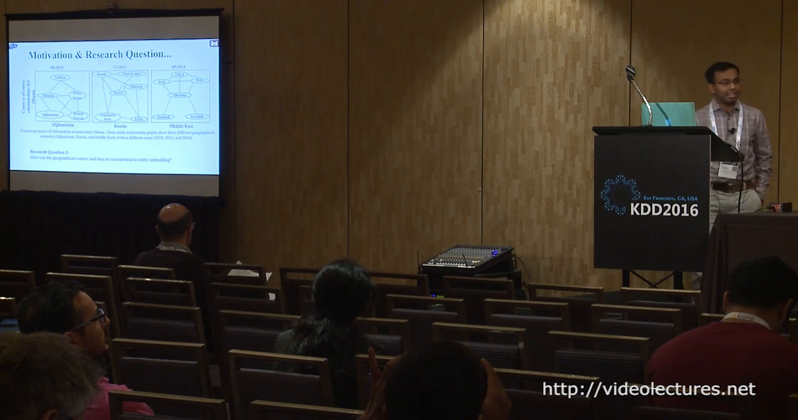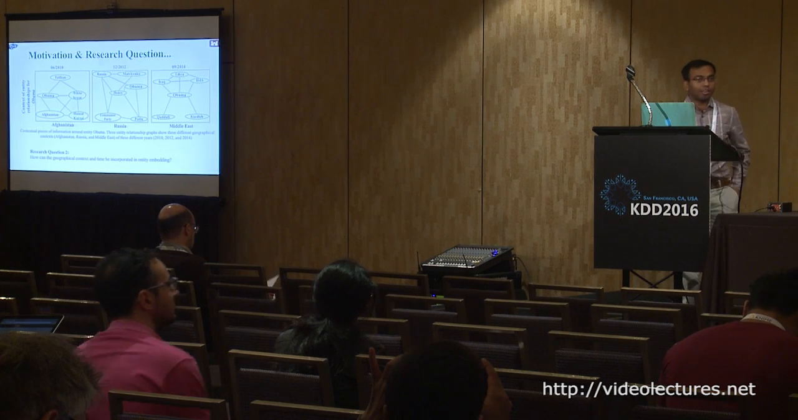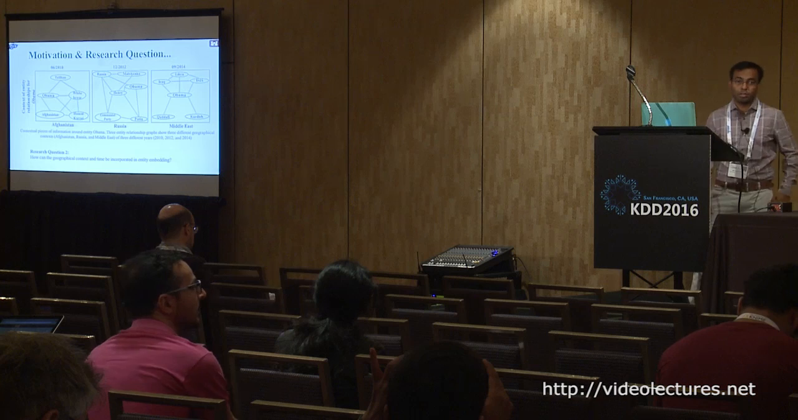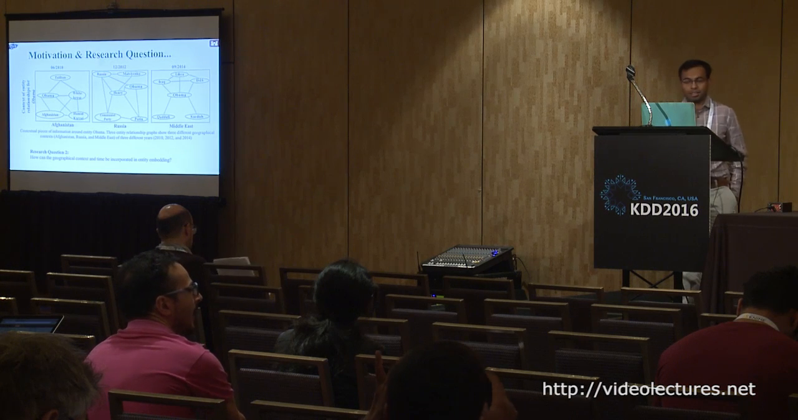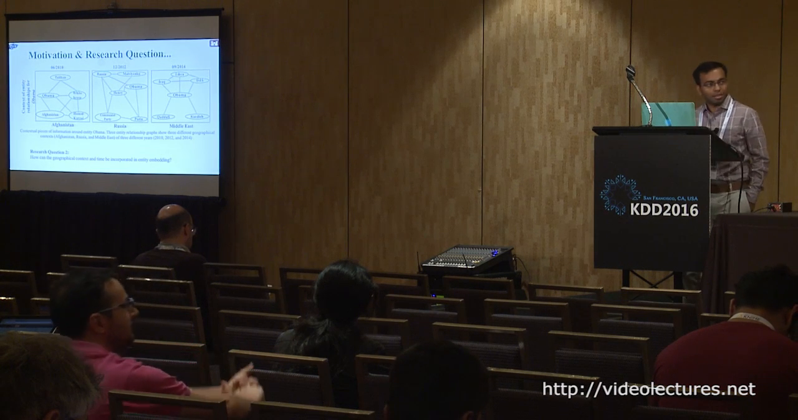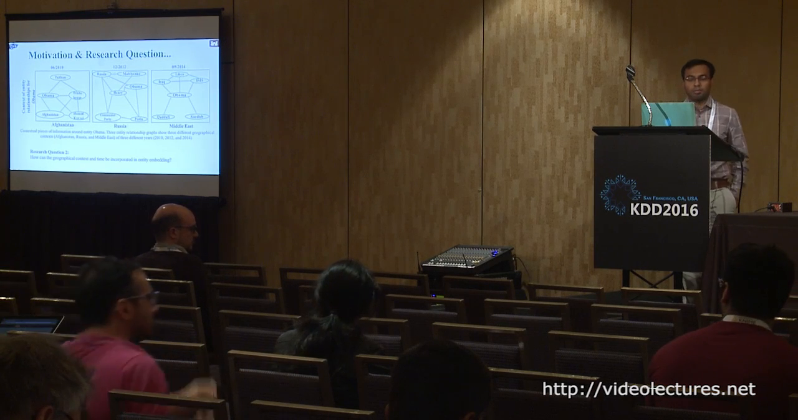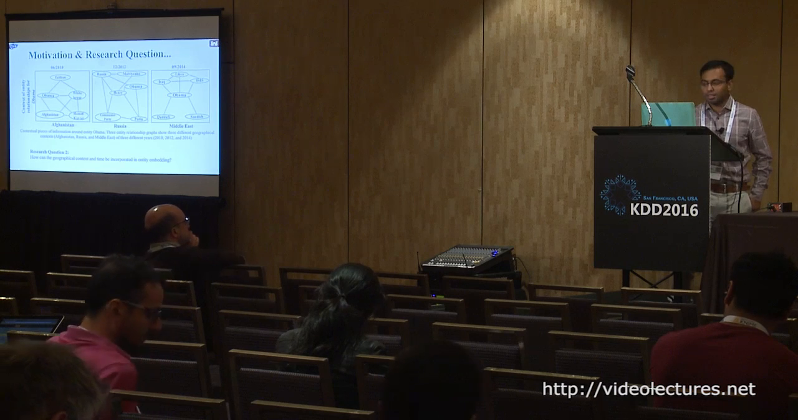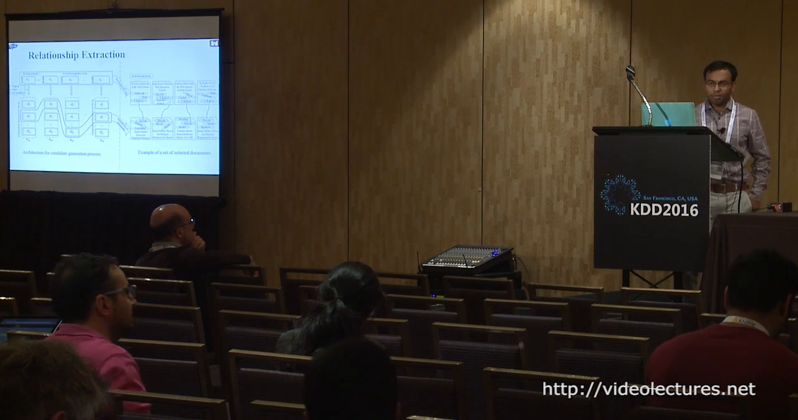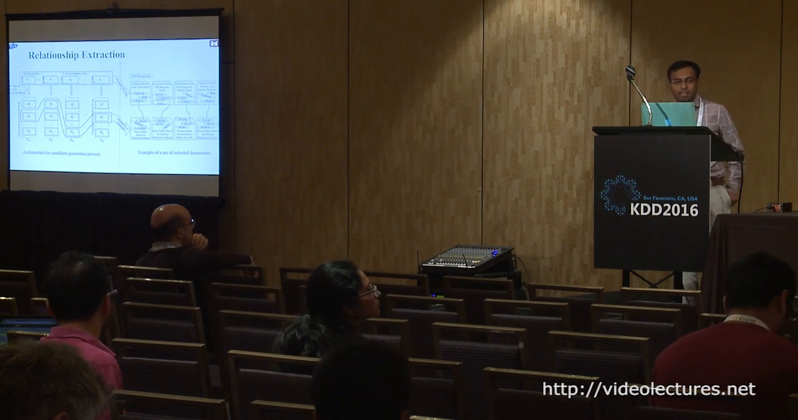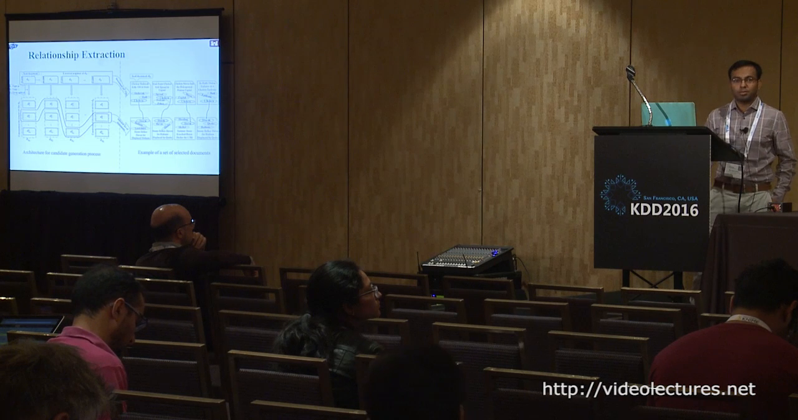So, that implies that geographical context and time are also important for any entity. So, research question number 2 is: how can the geographical context and time be incorporated in entity embeddings? Let us see the architecture of the proposed solution to the research problem.